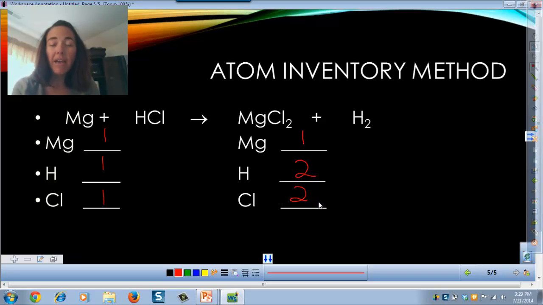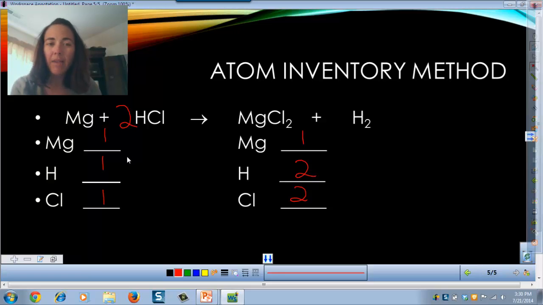So what I'm going to have to do is figure out what to multiply the left side by, because that's the smaller number. What do I multiply these 1's by to give me 2 on the right hand side of the equation? Now it doesn't matter which element you balance first. I'm going to start with the hydrogen. I think what I need to do is multiply hydrogen by 2, because 1 times 2 is 2. I'm going to do that by putting a coefficient of 2 right here in front of that hydrogen. Coefficients may not go in the middle of a formula, so you have to put it in front.